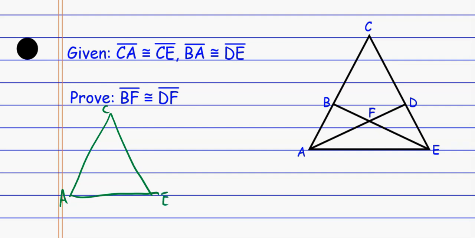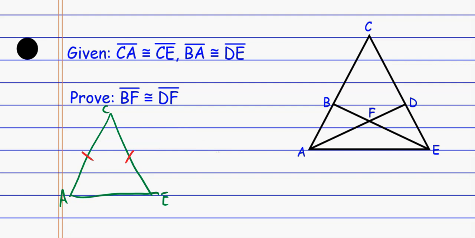Okay? And see, I can easily label what was given now with CA and CE being congruent. Okay? It also tells me that BA is congruent to DE. And so there's a couple triangles that use that. There's the set of larger triangles. So maybe I'll draw those first.